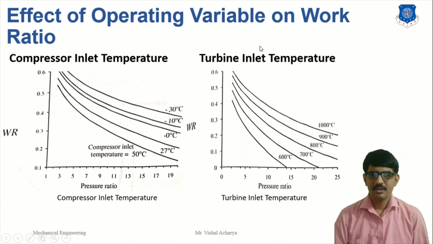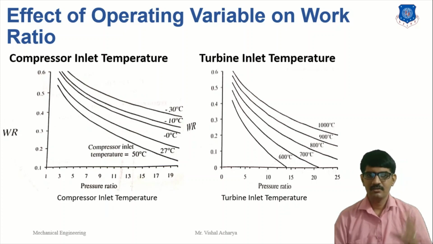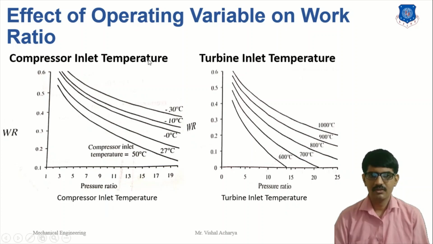Second parameter is the turbine inlet temperature. When our turbine inlet temperature increases, compressor work is the same, but our turbine work is more. So the net work of the gas turbine increases, and the work ratio increases with the turbine inlet temperature. Shown in the figure is 600 degrees, 700, 800, 900, 1000. Here our work ratio is in increasing order with some pressure ratio.